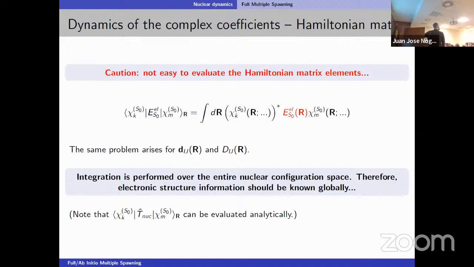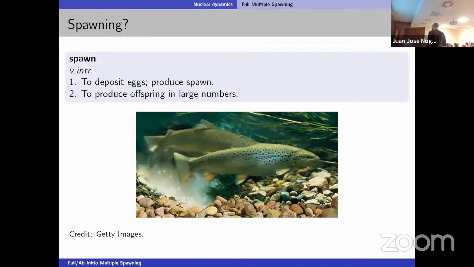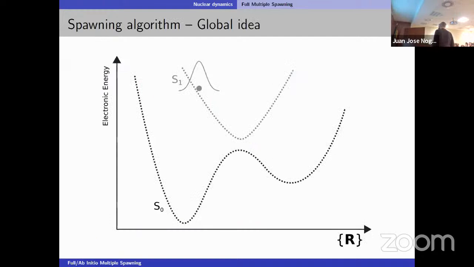But you have a framework, you have a new framework. So now, how about this spawning algorithm? Spawning, verb, intransitive, means to deposit eggs or produce spawn, like the fish, right? Or to produce offspring in large numbers. Well, that's exactly what we're going to do here in the spawning. So how does it work?